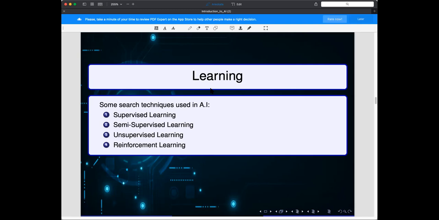What is reinforcement learning? What are those? Let's first talk about supervised learning. We're going to be focusing on supervised learning, because part of the work in the two projects is supervised learning. What is supervised learning? Supervised learning means that when you're training the machine, you give the machine the input and the expected output.